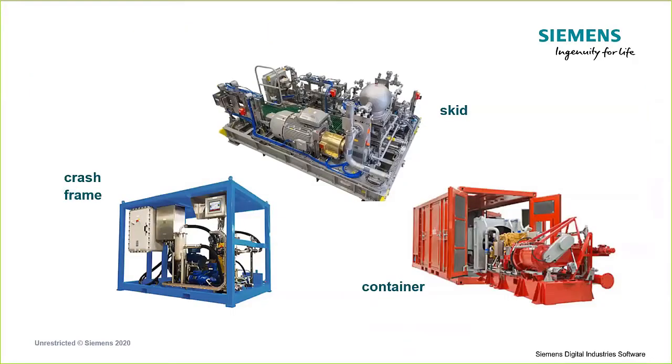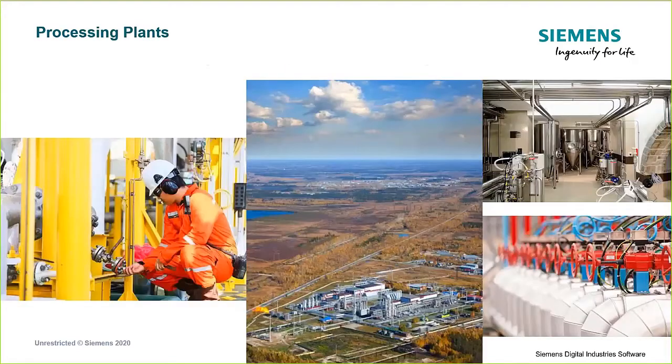The modules that get built in the shop and packaged for shipment to site would look something like this. Here's some examples. Here we have a skid, a container, and a crash frame. So we get those ready to ship, and they would be delivered to sites that look similar to what you're seeing now on the screen. And once they're delivered, they would be installed and integrated into this larger system.